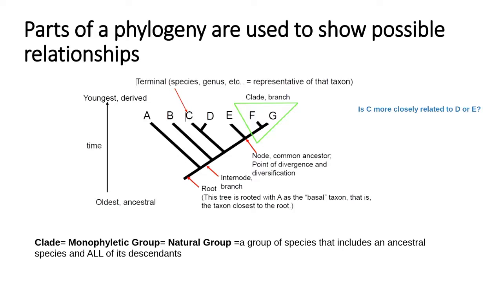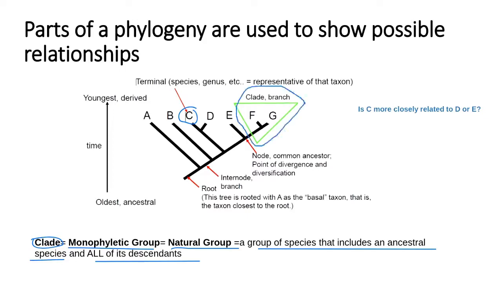Okay, so a bit more on relationships between groups in a tree that you can figure out. So this is our terminal. So the clade, or monophyletic group, or natural group, you don't need these terms. The clade is a group of species that includes an ancestor and all of the descendants. So this green thing is a clade. This is a descendant, and this is a descendant, and this is an ancestor. Yeah, this is a clade.